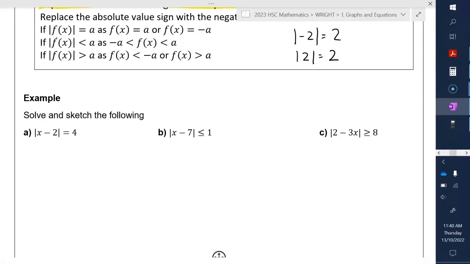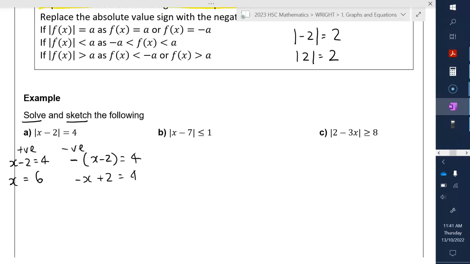It says solve and sketch. So when we see an absolute value, we need to look at both the positive and the negative version. So I'm going to take it as x minus 2 equals 4 is my positive version. Then I'm also going to take it as minus x minus 2 equals 4. So x is equal to, if I add 2 to both sides, 6. I'm going to multiply this out, so I get minus x plus 2 equals 4. I'm going to get minus x is equal to, take away 2, 2, and divide by negative, x is equal to minus 2. These are my values.